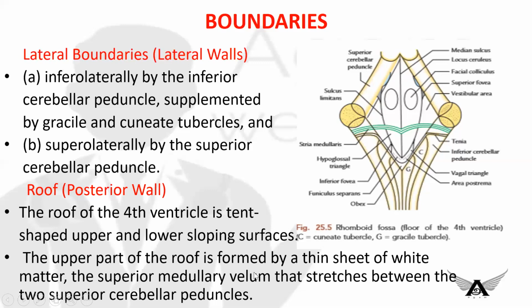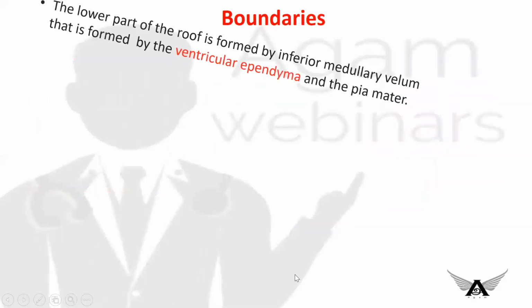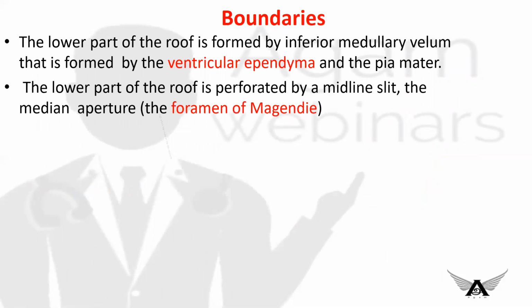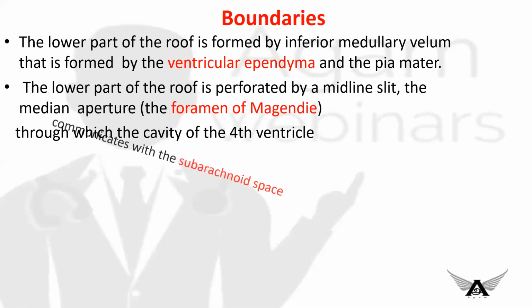So the upper part of the roof is formed by a thin sheet of white matter. You all know white matter and gray matter. The superior medullary velum stretches between the superior cerebellar peduncles and covers the upper part of the roof. The superior medullary velum is formed by a thin sheet of white matter. The lower part of the roof is formed by the inferior medullary velum. So the upper part is formed by the superior medullary velum. The lower part is formed by the inferior medullary velum, which is formed by the ventricular ependyma and the pia mater.